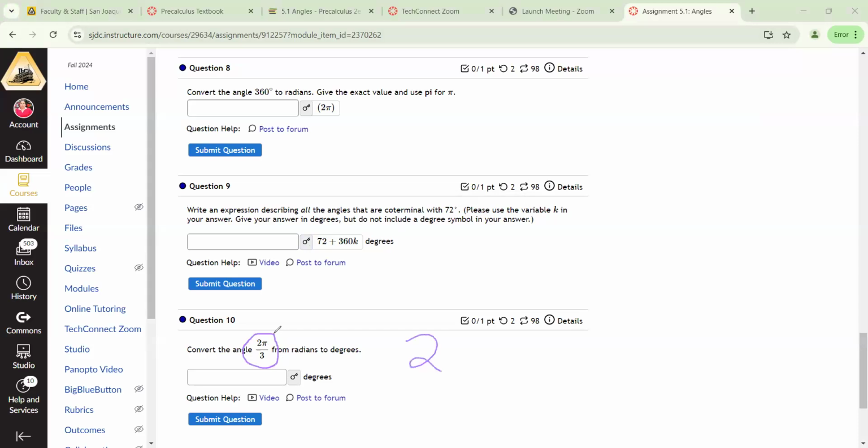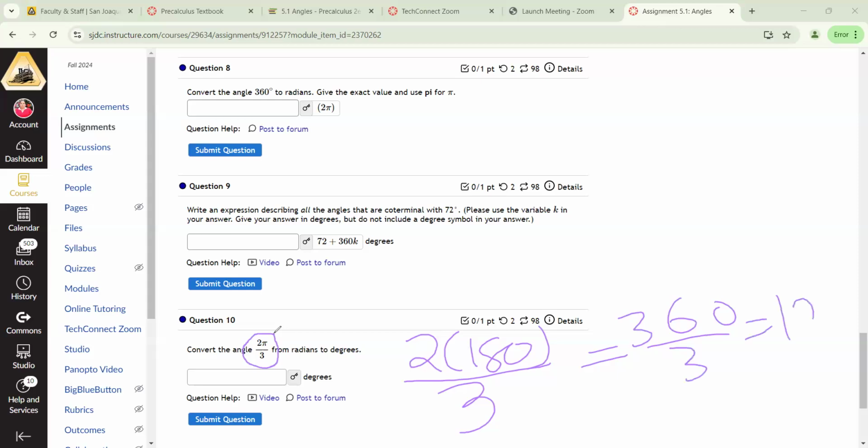Then number 10 says, convert the angle 2 pi over 3 from radians to degrees. When we do that, we simply fill the pi as 180 and we calculate. This is 360 divided by 3, which is 120 degrees as your answer. 120 degrees.